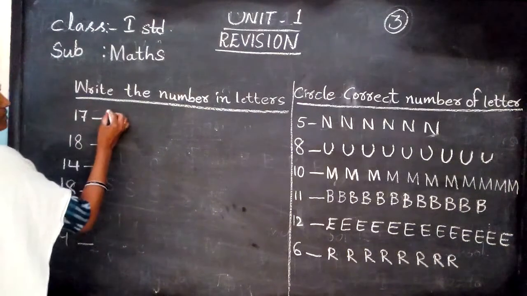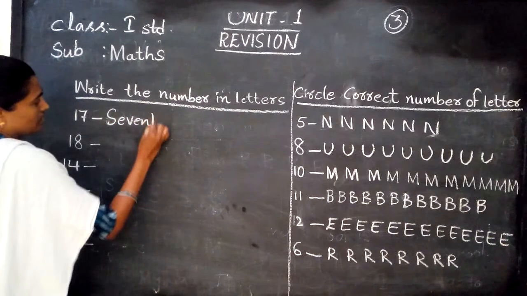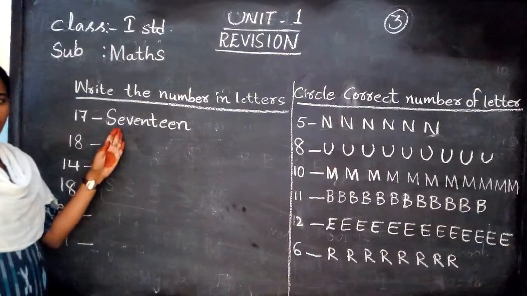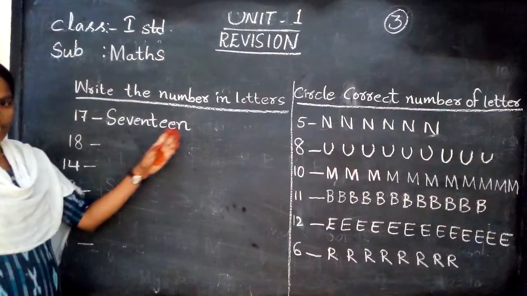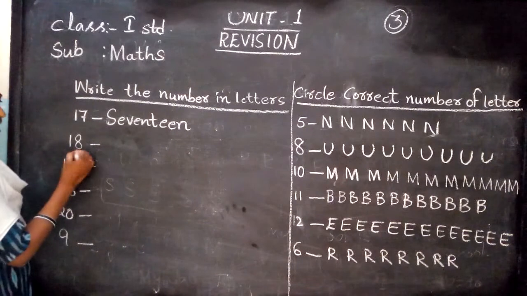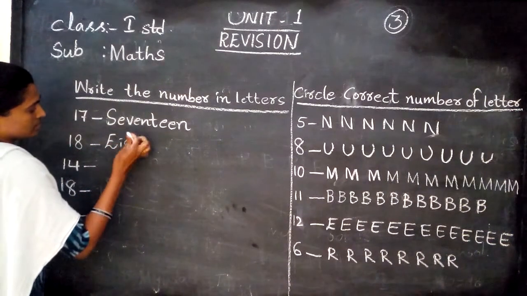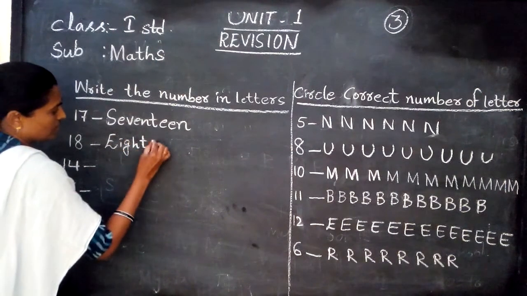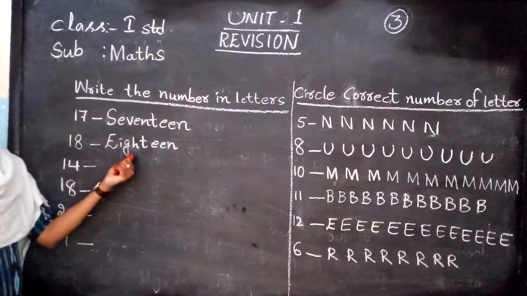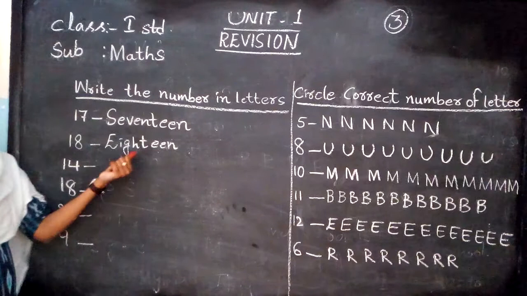Okay, repeat after me. SEVENTEEN, 17. Again. SEVENTEEN, 17. Okay, good. Next number, what is this number? 18. EIGHTEEN. Most of the children will use a double T in the spelling of 18. No need to write a double T here. Only one T is enough.